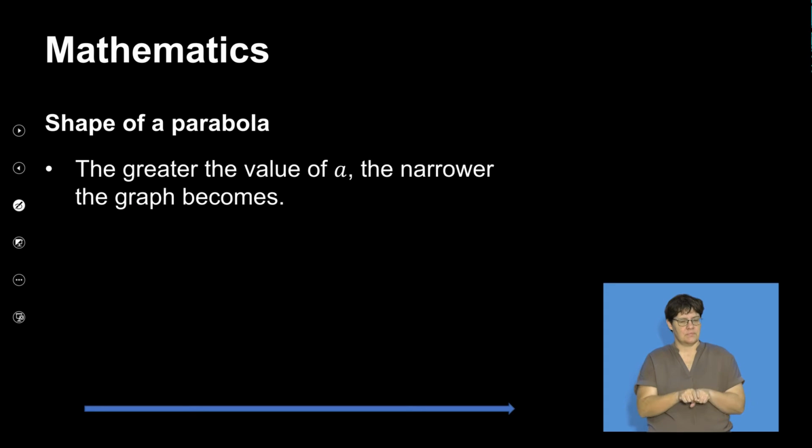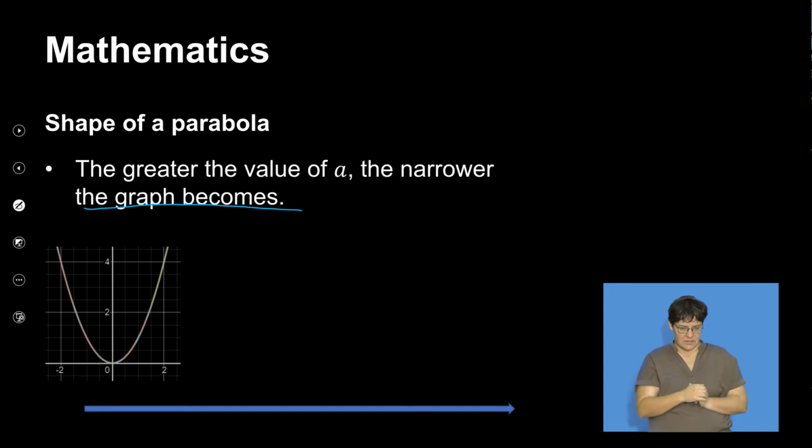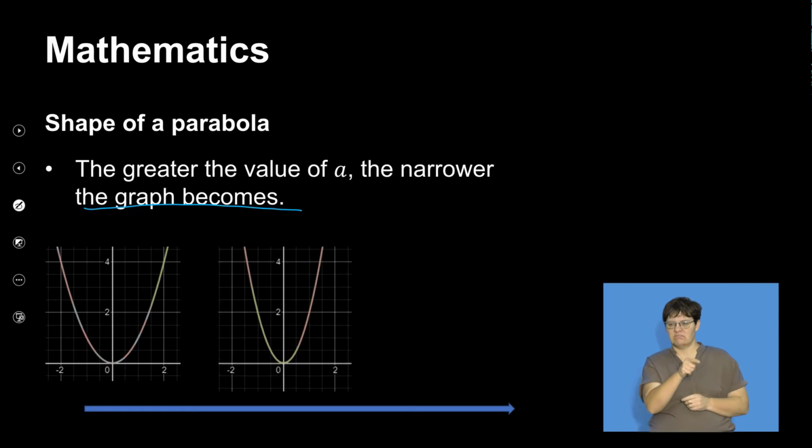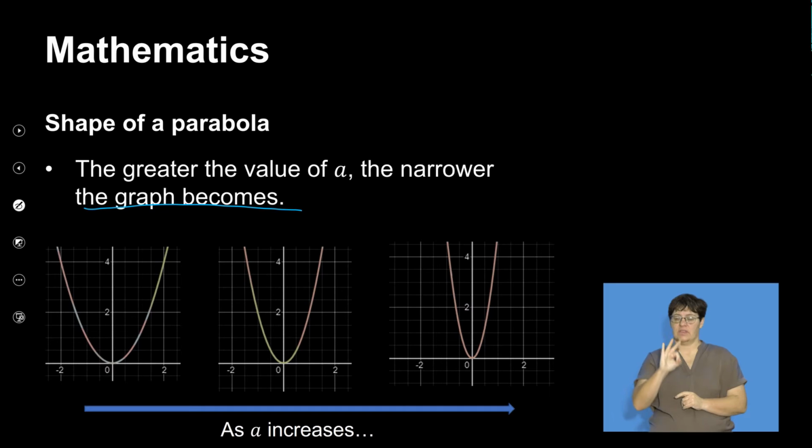Remember, I said it also talks about how close it is to the y-axis. So the greater the value of a, the narrower the graph becomes. In simple terms, the closer it gets to the y-axis. Just to show you what this means, if my graph is y equals x squared, it will look like this, and then it becomes 2x squared, and then 3x squared. So as a is increasing, the graph becomes a bit narrower in terms of the distance from the y-axis.